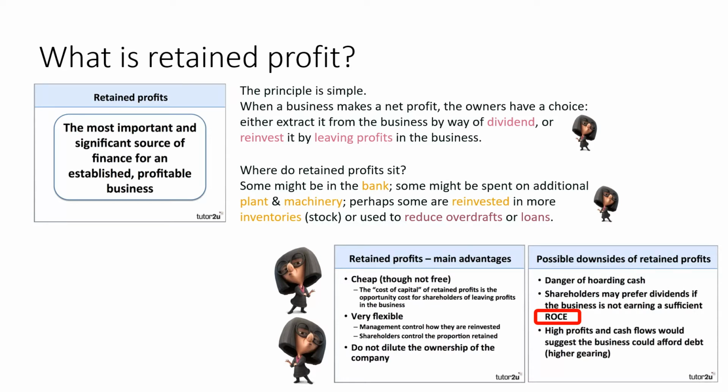Where do retained profits sit? Some might be in the bank, some might be spent on additional plant and machinery. Perhaps some are reinvested in more inventories, which is stock, or used to reduce overdrafts or loans.